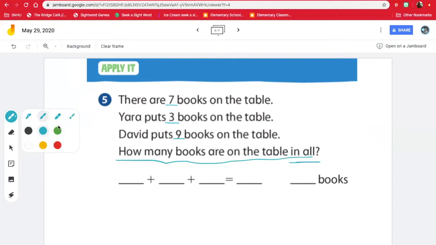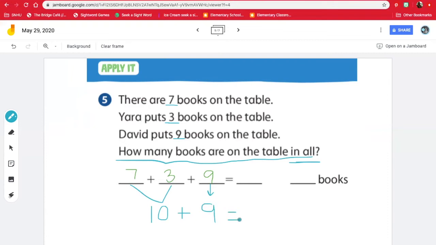I'm going to plug these numbers in. So I have 7, 3, and 9. Do any of these numbers, when added together, make 10? 3 plus 9, 9, 10, 11, 12. Nope, that doesn't make 10. Let's try the 7 and the 3. 7, 8, 9, 10. That makes 10. So the 7 and 3 make 10. And I'm going to carry down the 9. And we need to add them.